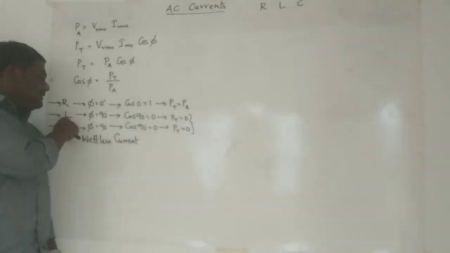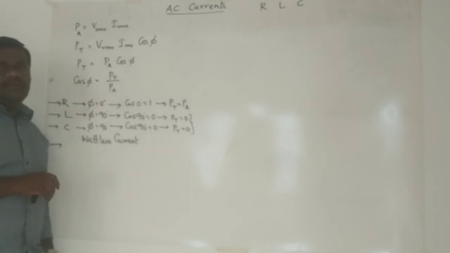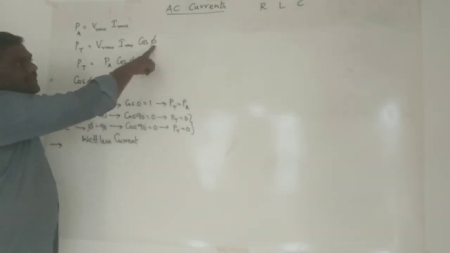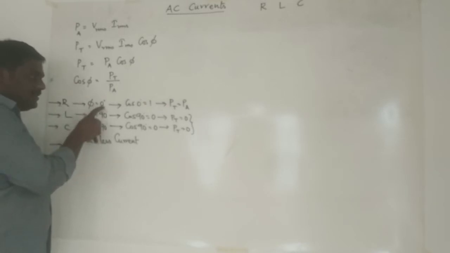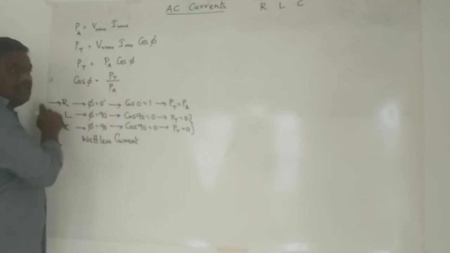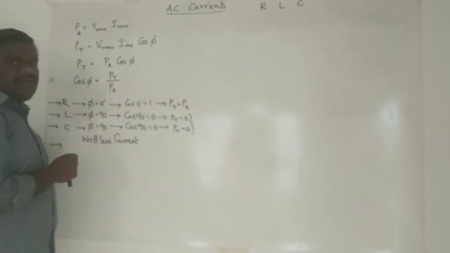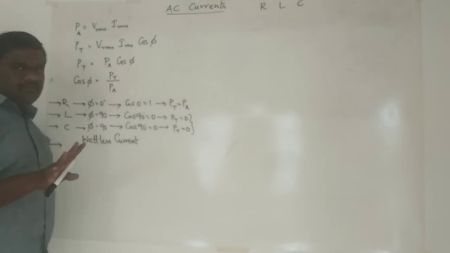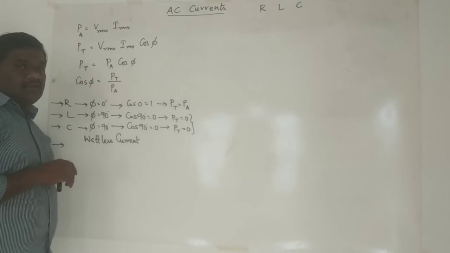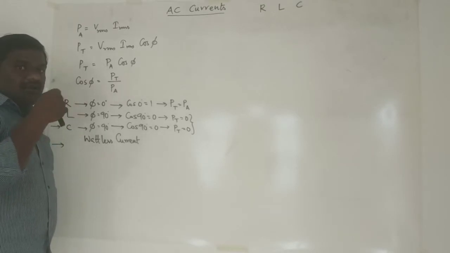Since R, L, C are introduced, there must be some phase angle here, by default. Because I said, in the case of a resistor the phase angle is 0, inductor 90, capacitor 90. When you combine all three, you will get a situation that is either inductor dominated or capacitor dominated. I am telling a situation apart from resonance. Resonance situation, you leave it.